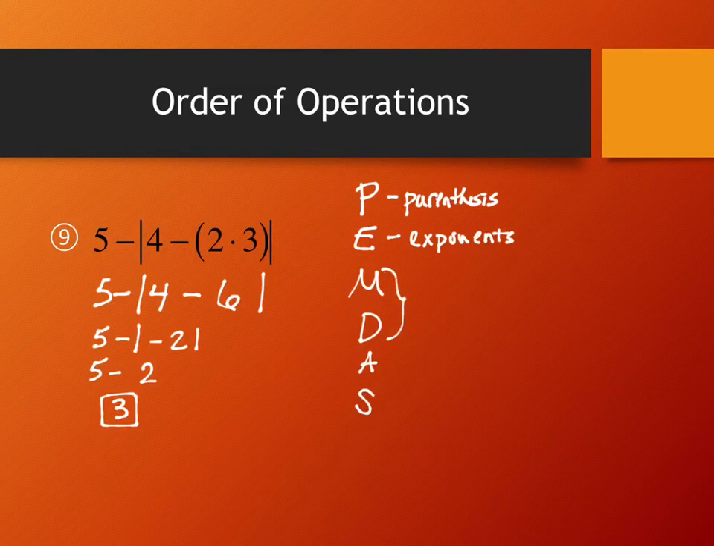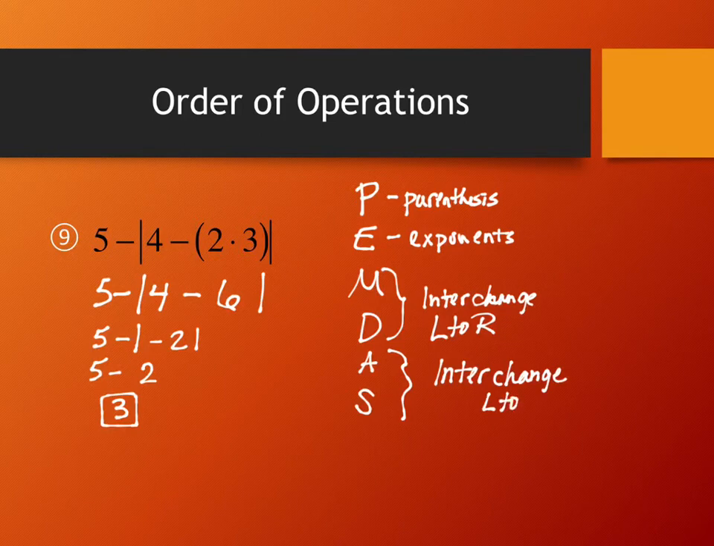This is actually a misnomer, the M and the D. There's not an order here. You can multiply and then you can divide, or you can divide and then you can multiply, but what you actually have to do is work from left to right. So these are interchangeable with one another, and you move from left to right. And the same is true for the A and the S, the addition and subtraction, and they interchange too. And you move from left to right.